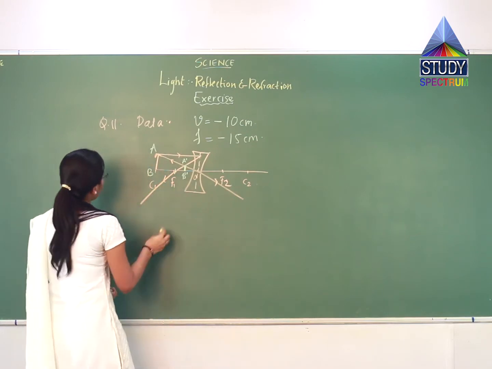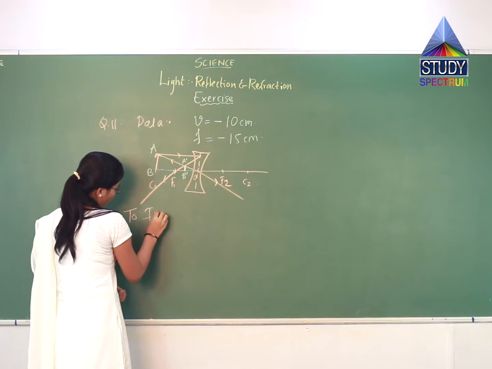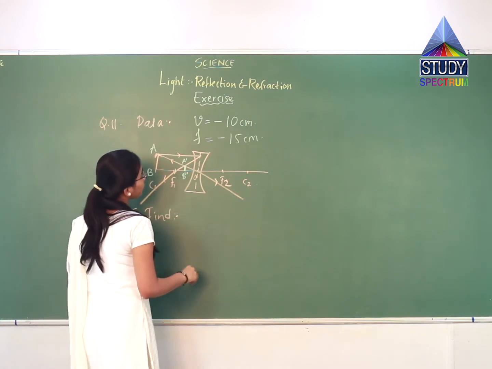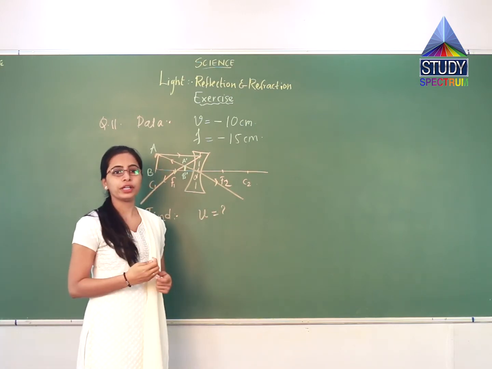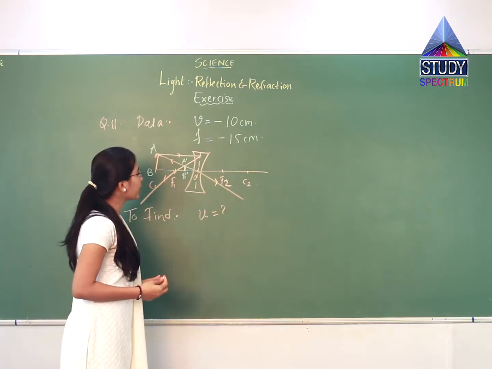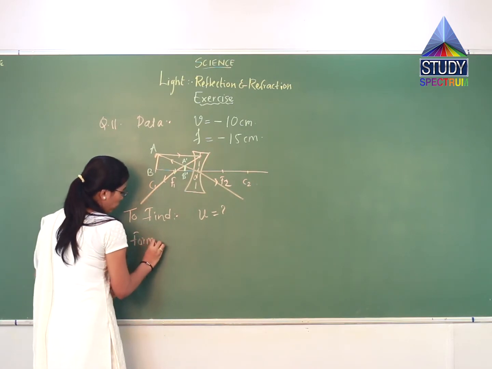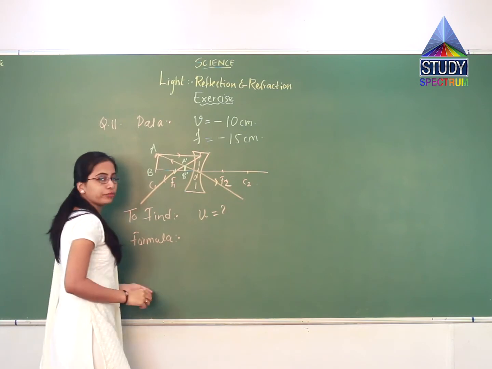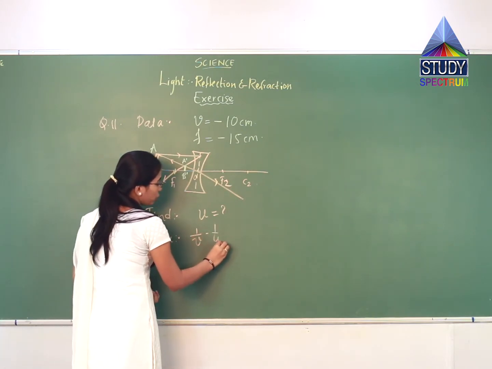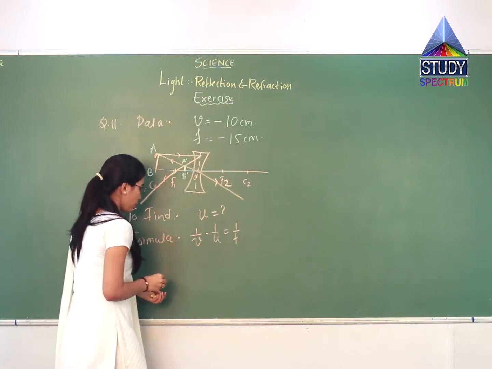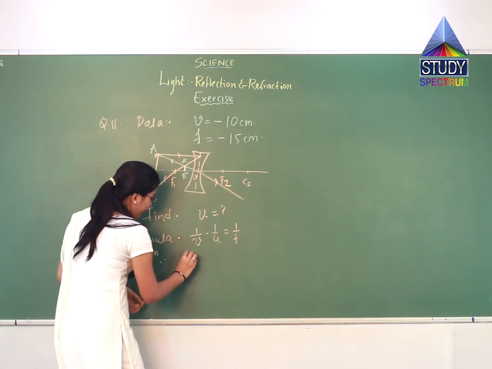Now here we have to find object distance, that is u, and the ray diagram we drew already. So let us write down the formula. Obviously we will use the lens formula: 1 upon v minus 1 upon u is equal to 1 upon f. So let's start solving. Rewrite the formula.